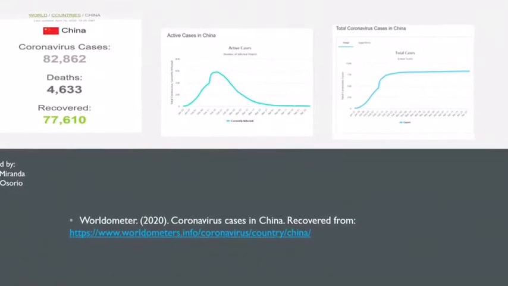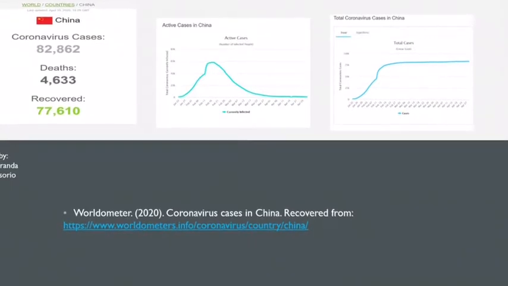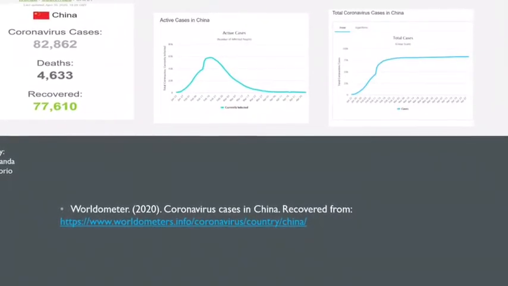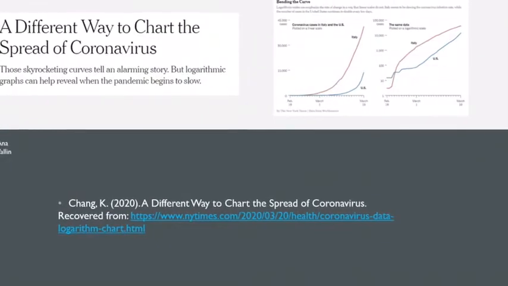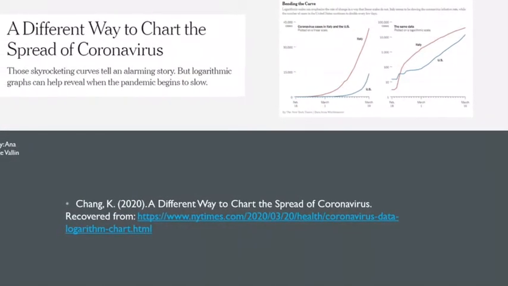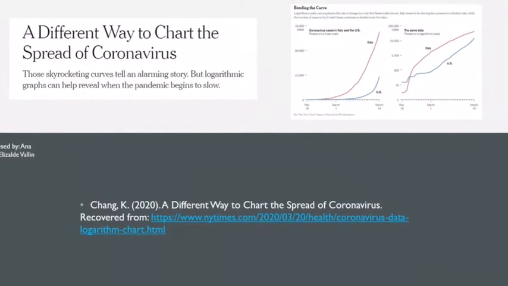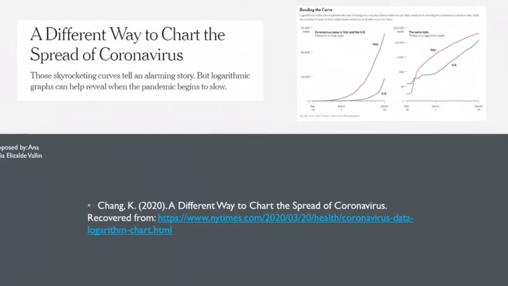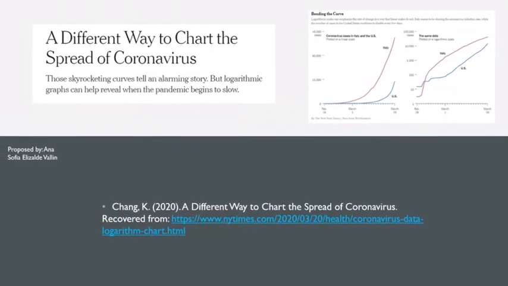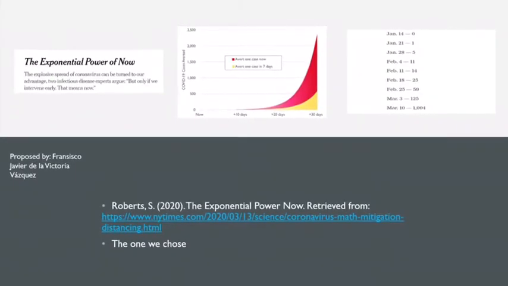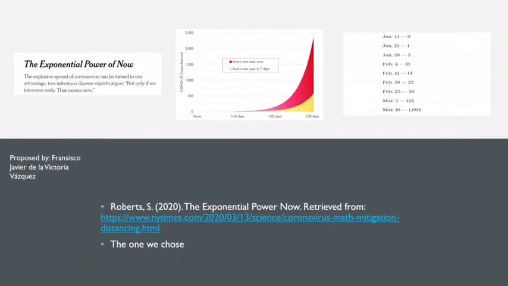The second one shows us the total coronavirus cases in China, the number of deaths, and the recovered. Also, it shows us a lot of different graphs with different information per day. The third one is titled: A different way to chart the spread of the coronavirus. Here, it talks about the behavior of the virus in different forms of graphing in the USA, compared with the behavior in Italy. Finally, we chose this one, the exponential power of now, that my partner Javier is going to explain.